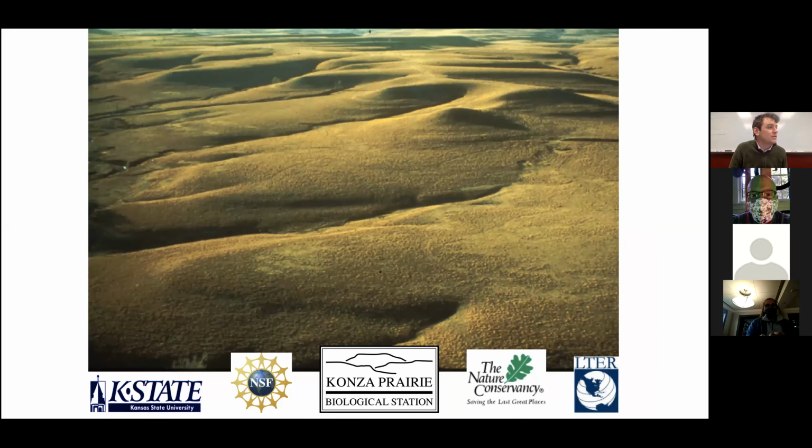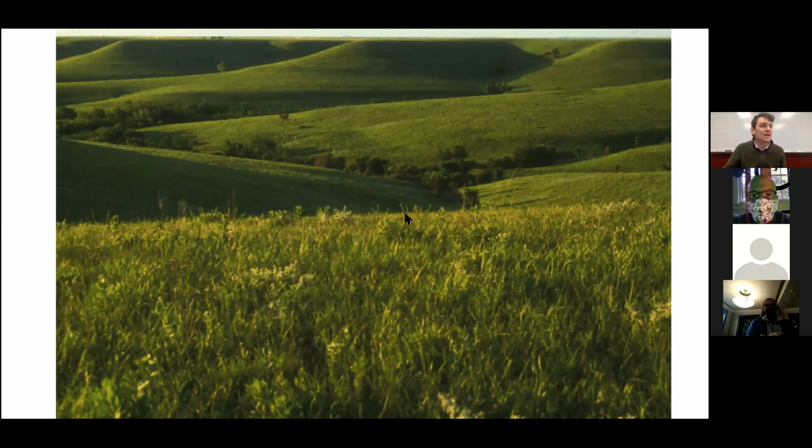A couple pictures here. What does it look like? What does the landform look like? Like rolling hills with mostly grass. Yeah, good. It's called the Flint Hills because it's got these nice smooth slopes and valleys. What else do you notice?